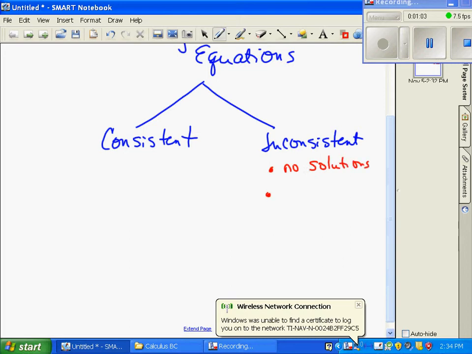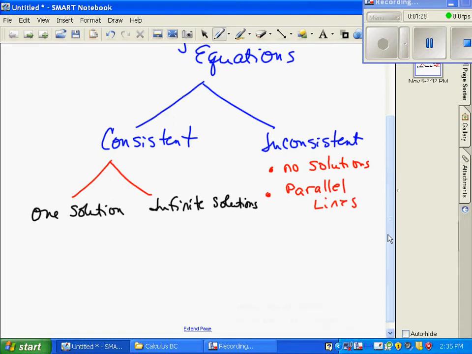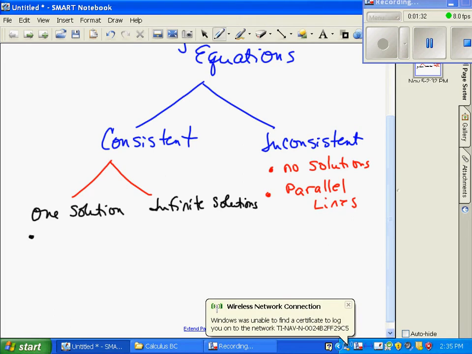So this one is no solutions, and an example of this would be our parallel lines. Now, under consistent, we have two categories. We can either have one solution, or we can have infinitely many solutions. Infinite solutions, just write it like that. One solution, we say that we basically have intersecting lines. And then we say that these are independent.